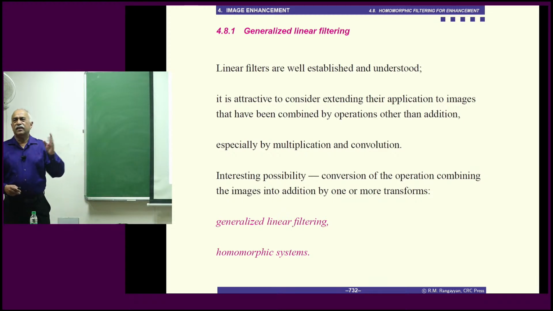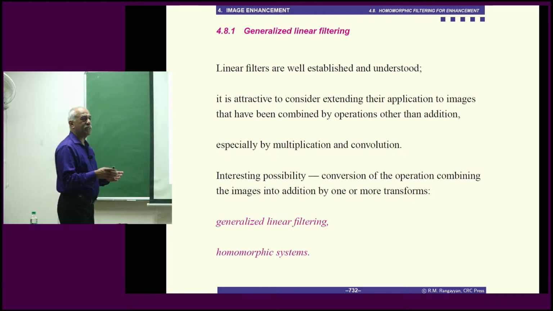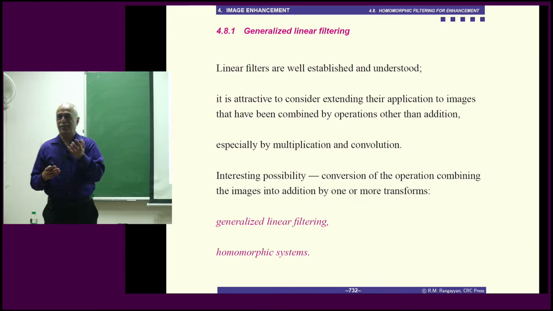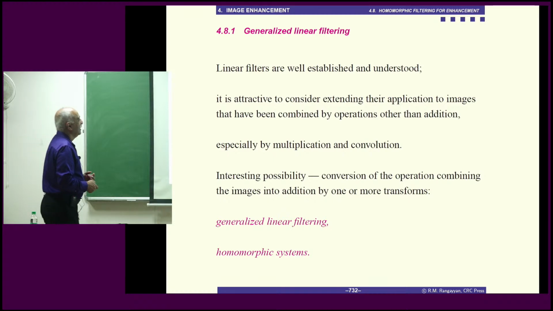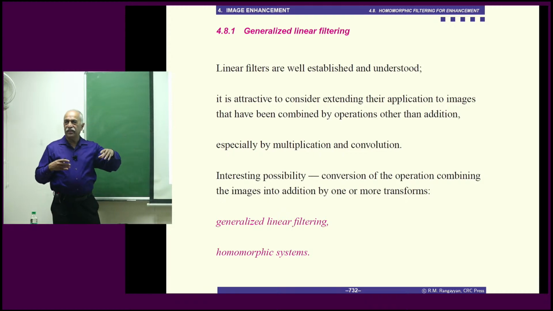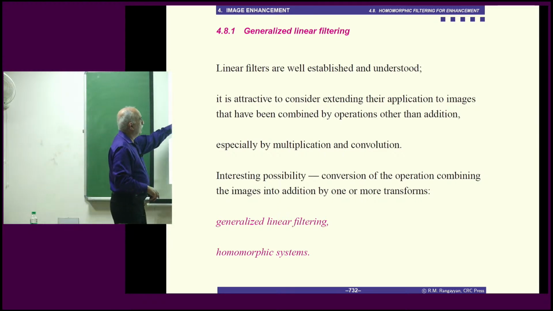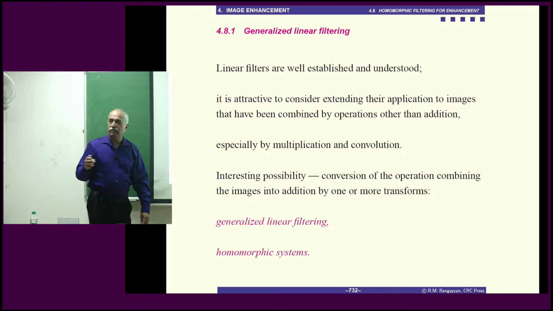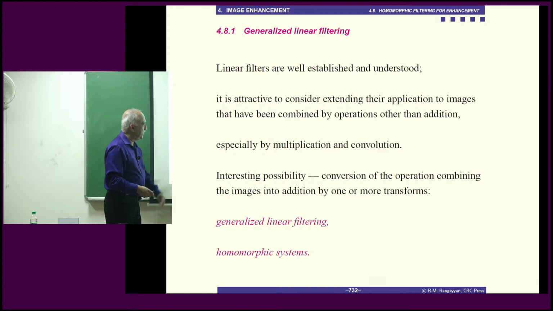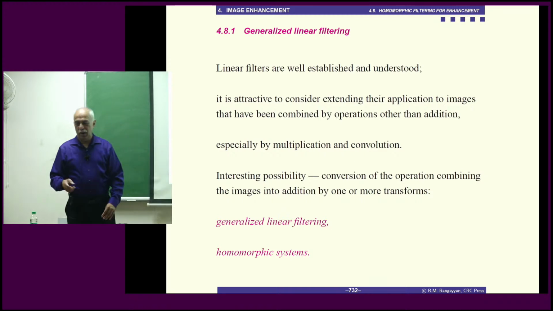And the reason for this is linear filters are well established. Fourier transform is established. All the filters we have seen so far, they're all well known, and we want to use them. That's what we have in our toolbox right now. So it is attractive to consider extending the application of the linear filters and other techniques we have, but we need to convert that operation to addition. So multiplication and convolution need to be converted to addition. And this is known as generalized linear filtering or homomorphic filtering.